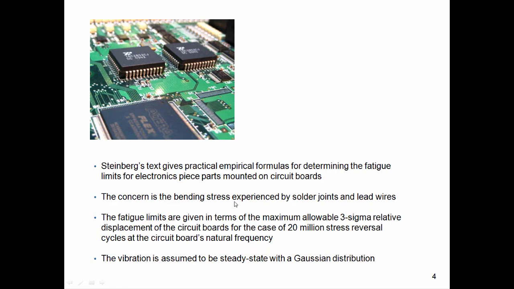Steinberg has come up with an empirical formula for the fatigue limit, which we've discussed before. This fatigue limit is given in terms of the maximum allowable 3 sigma relative displacement of the circuit board, measured at the center of the circuit board, for the case of 20 million stress reversal cycles at the circuit board's natural frequency. This vibration is assumed to be steady state with a Gaussian distribution. Now, this is an extraordinarily important data point. I realize it's intangible, but let's say it's worth its weight in gold.